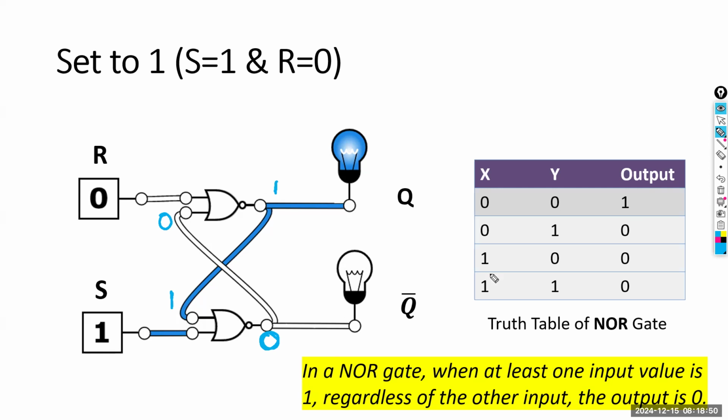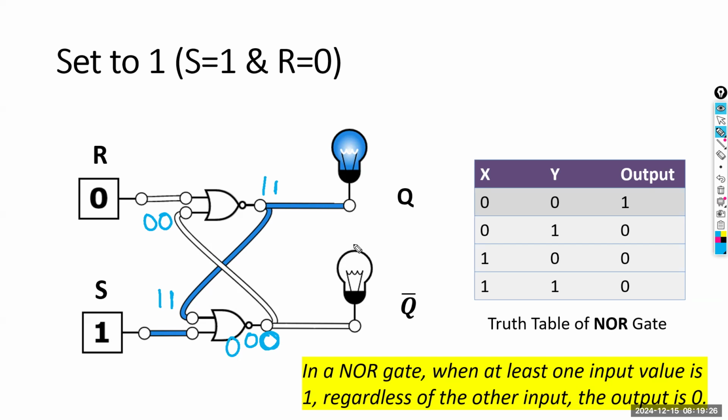And when both are 1, it's 0. And this 0 is fed in here. And both are 0 means 1. That one is fed in here. Both are 1 means 0. You can see that it stays Q 1, Q bar 0. So that means when R equals 0 and S equals 1, you set it, because this stays 1 and this stays 0. So that is why we say R equals 0, S equals 1 means setting the latch, or setting the memory cell. Okay.